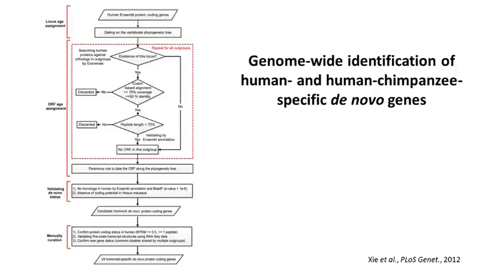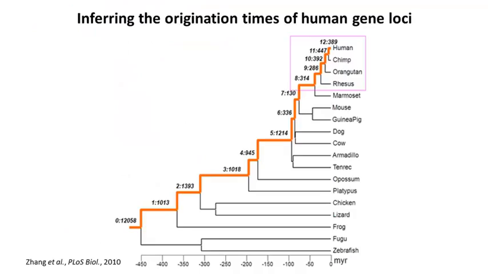Most of the data and software we used come from the public bioinformatics resources that I showed you earlier, such as the genomic sequences, Ensembl annotations, BLAST, etc. The pipeline has three main steps. The first step assigns the origination time of the genomic locus. We followed the method published by Yong Zhang, Man Yuanlong, and colleagues in 2010 in PLOS Biology.